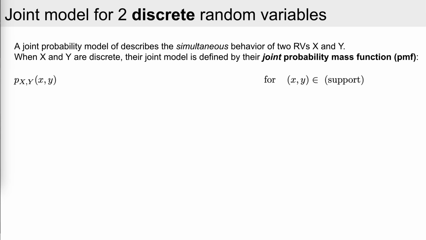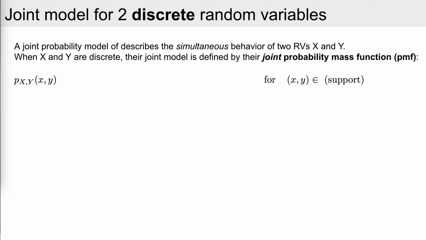In this video, we'll explore joint and conditional probability models for discrete random variables. To begin, a joint probability model describes the simultaneous behavior of two random variables X and Y. When X and Y are discrete, their joint model is defined by their joint probability mass function, or PMF. This joint PMF is denoted using two subscripts, X and Y, to indicate the two variables of interest.